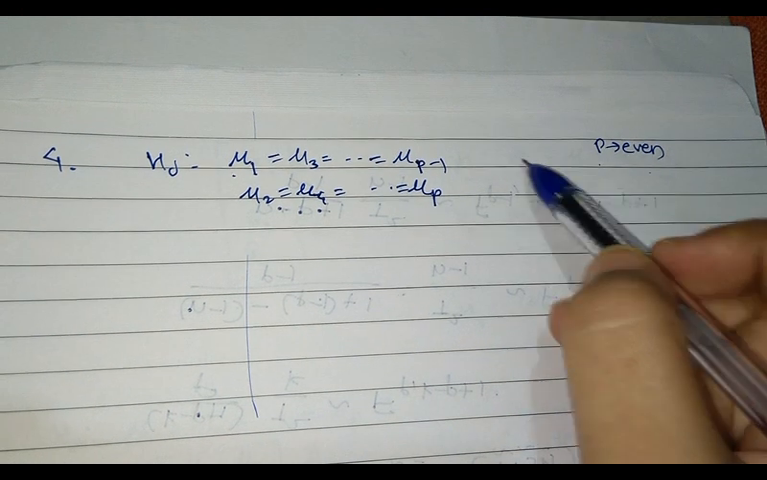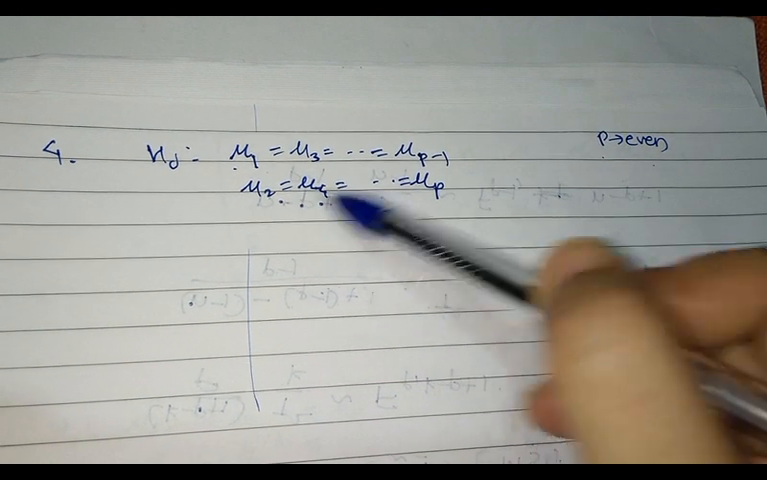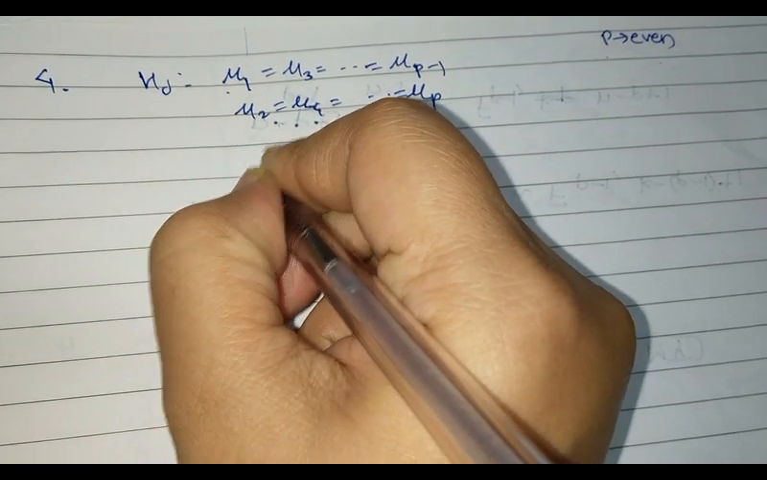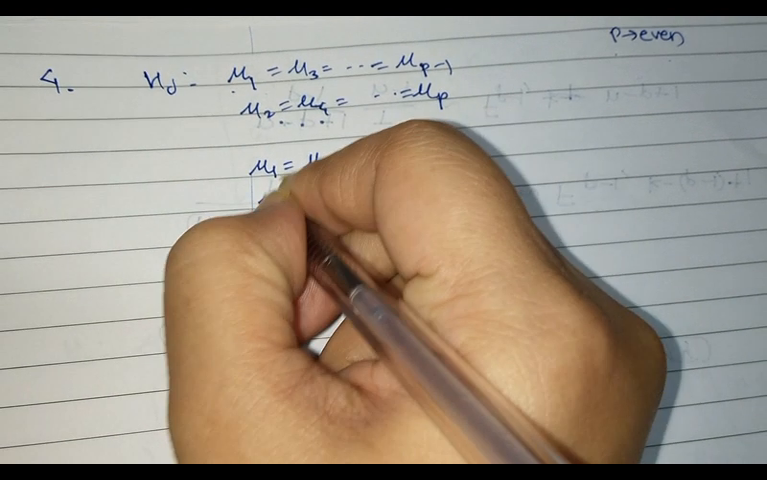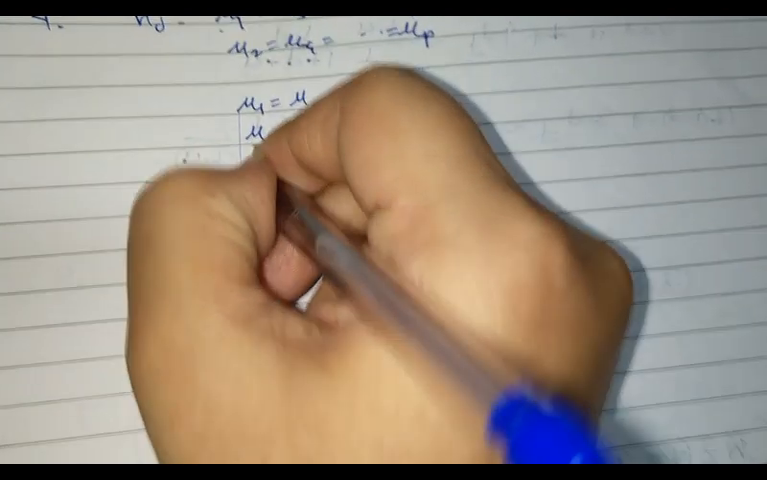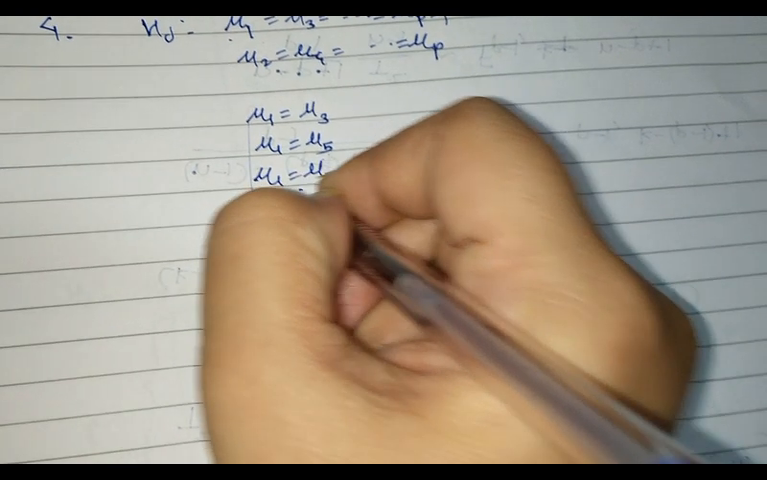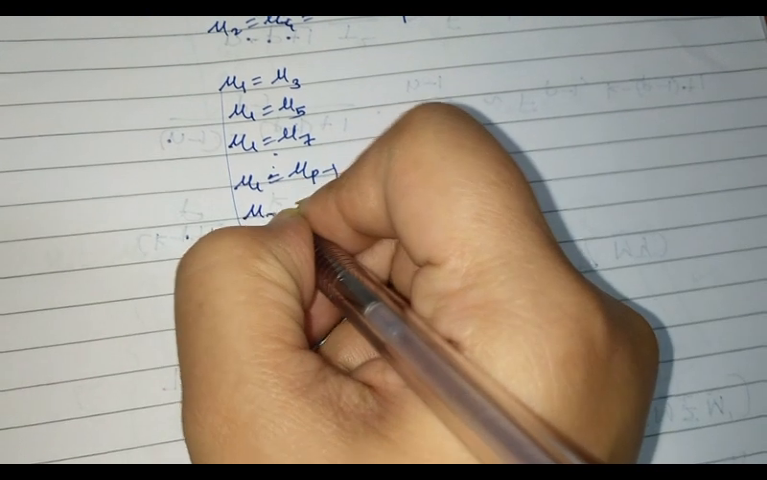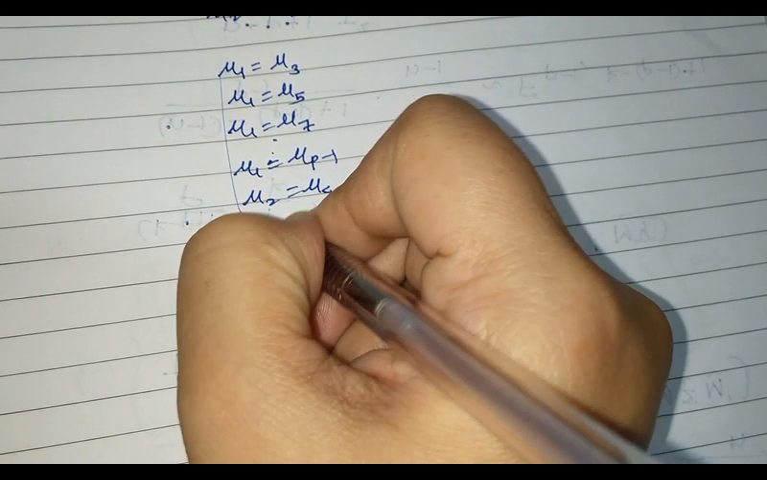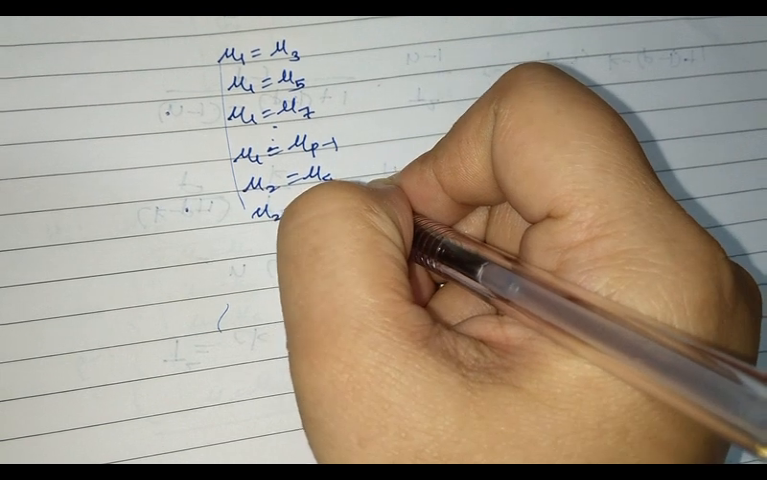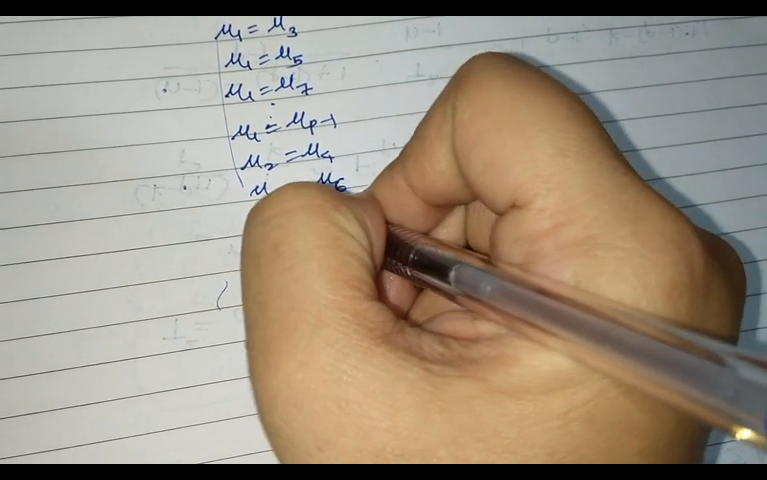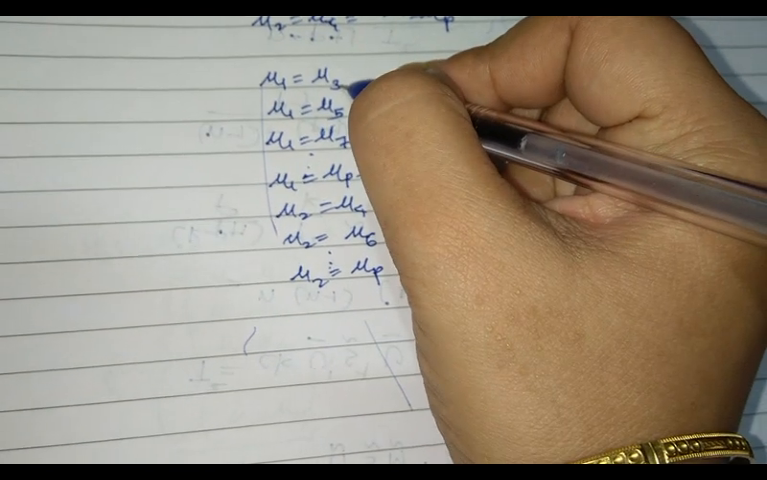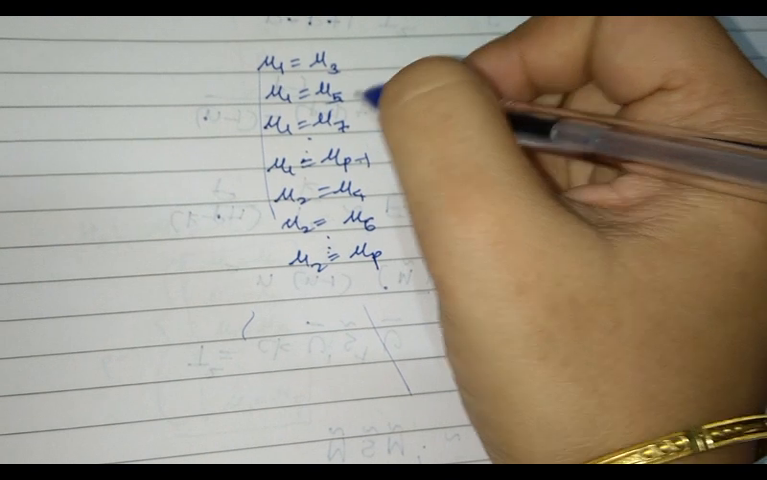If P is even, then I have 1, 3, up to P minus 1, and 2, 4, up to P. This is my H naught. So this I can write as mu1 equal to mu3, mu1 equal to mu5, mu1 equal to mu7, and so on, mu1 equal to mu P minus 1, then mu2 equal to mu4, mu2 equal to mu6, mu2 equal to mu P. How many conditions do I have?